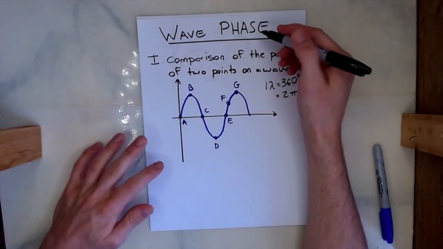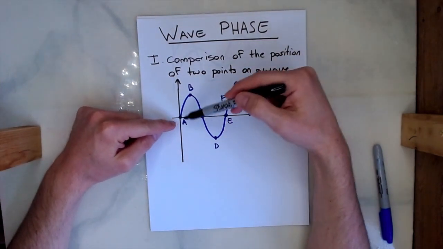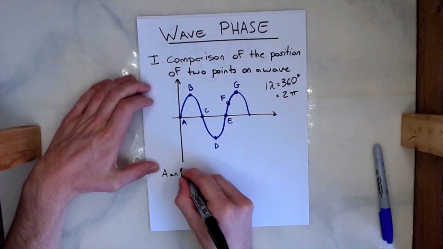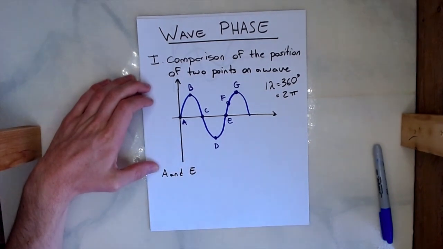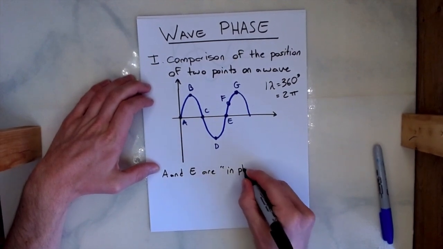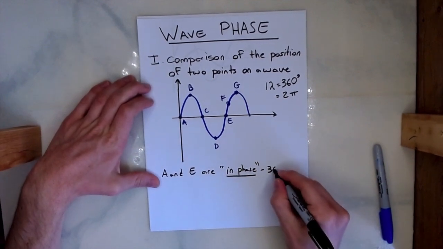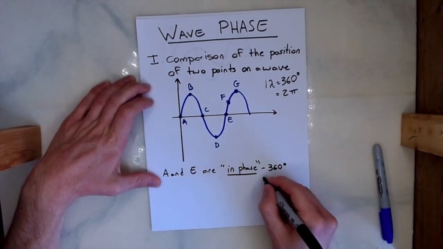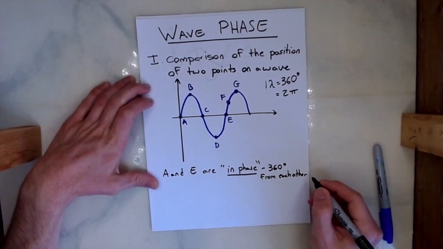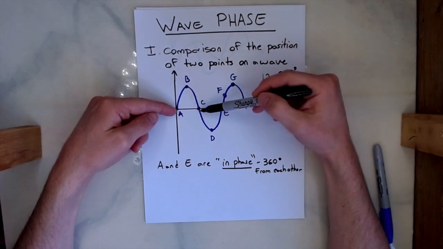When I talk about phases, I would say that A and E are out of phase by 360 degrees, which we can also then say is called in phase, okay? So A and E are what we call in phase. When I say that, I mean they are 360 degrees from each other. That's what that word in phase means here. Now, A and E are in phase, but A and C are not in phase.